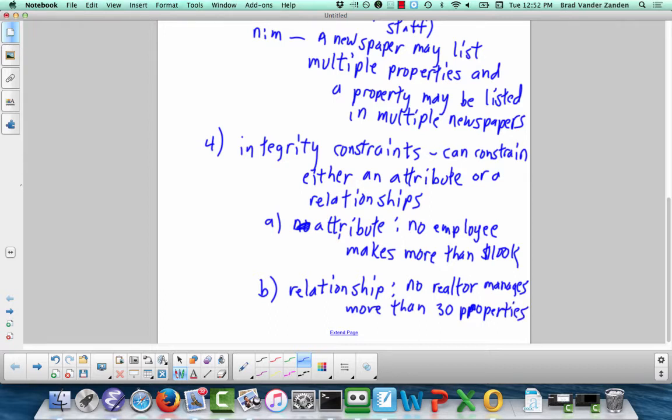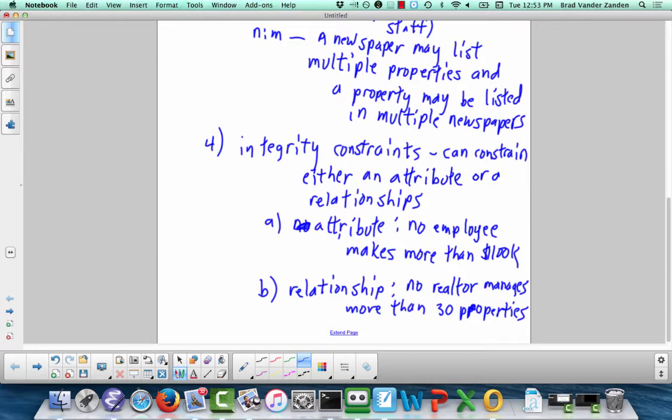Okay, so the difference is, in the first case with the attribute, salary is going to be an attribute of an employee. So when we say no employee makes more than 100K, we're putting a constraint on a specific attribute from the employee entity. But the second one, what we're doing is expressing a constraint on the relationship between two entities. So each property is probably going to have an attribute which lists the realtor that manages that property.